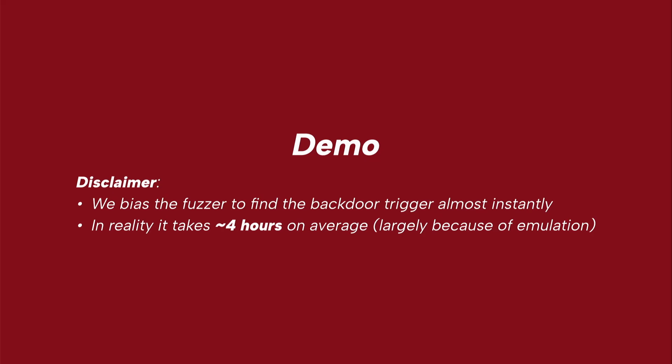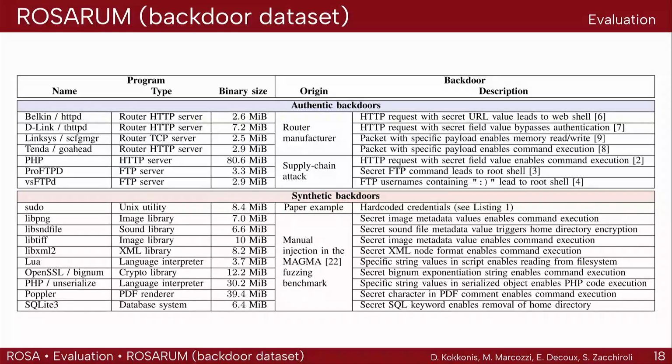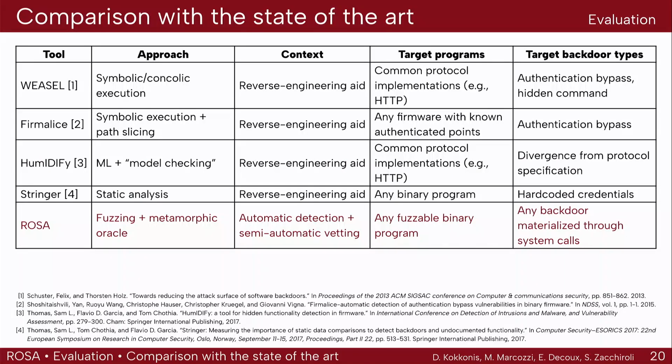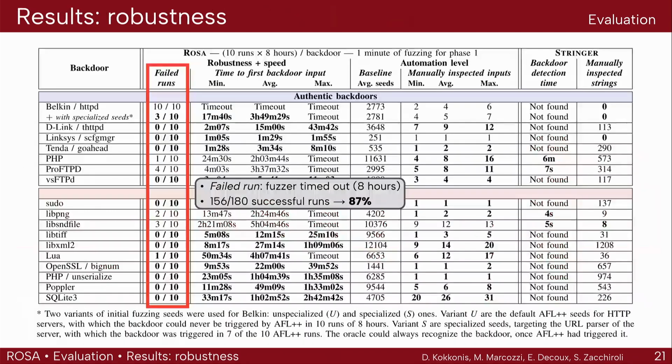All right, to wrap up, we went through this effort to build this backdoor evaluation benchmark so we can actually see how ROSA fares in a variety of scenarios. And we use standard fuzzing evaluation practices to do it. The questions are, can we detect all of these backdoors in different scenarios with enough automation, robustness, and so on? And also, how do we compare it to existing tools? As Mikhail said, only one tool is surviving, sadly, and that tool is a reverse engineering aid tool, basically. So we compare it with that one.